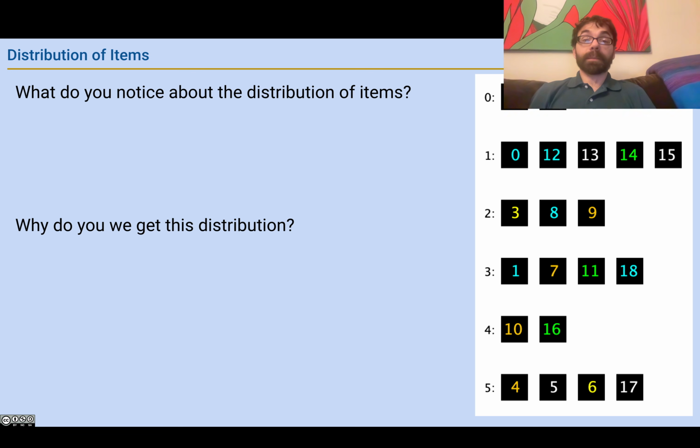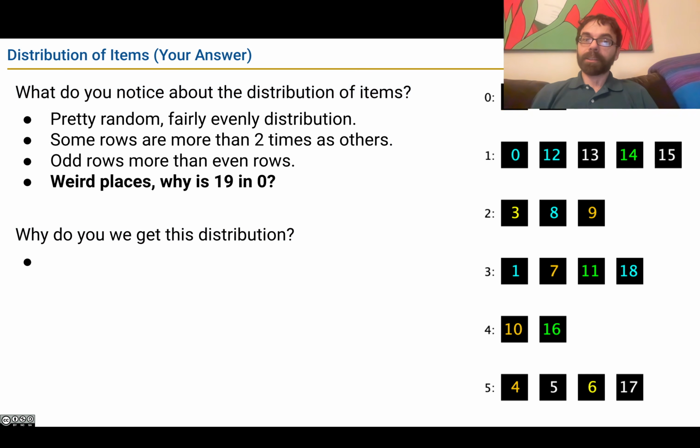So what do we notice about the distribution of items in the live lecture? People said it's pretty random. There's a fairly even distribution. Some of the rows seem a little longer than the others. There are more odd items in the odd rows than the evens, but I think that's just pure chance. And people also noted that things are in weird places. So for example, why is 19 and 0 together? Or why is 1 and 3? The other question is, why do we get this specific distribution?